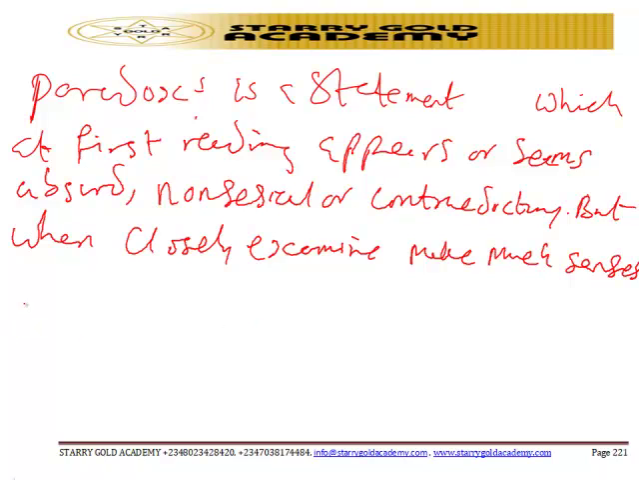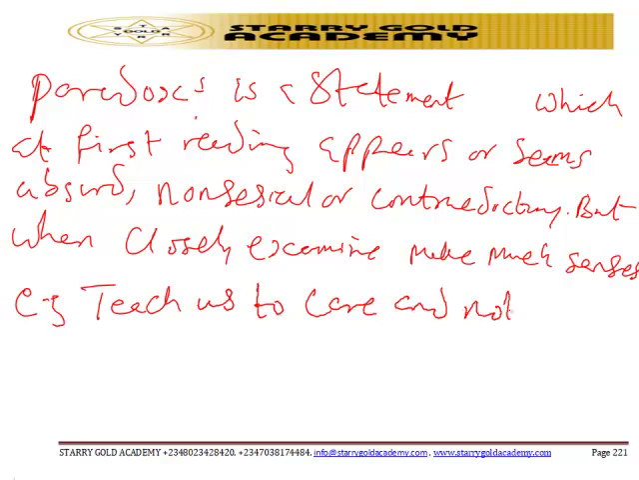Now, look at the example, from Teach Us by T.S. Eliot: teach us to care and not to care. How does this statement stand? Teach us to care and not to care. You can see that this statement stands contradictory; the parts go against one another.